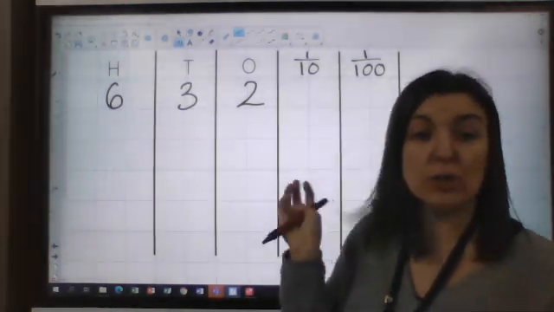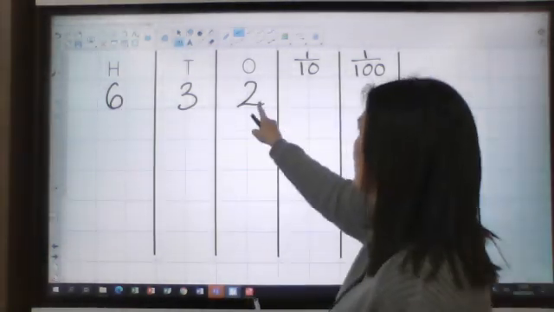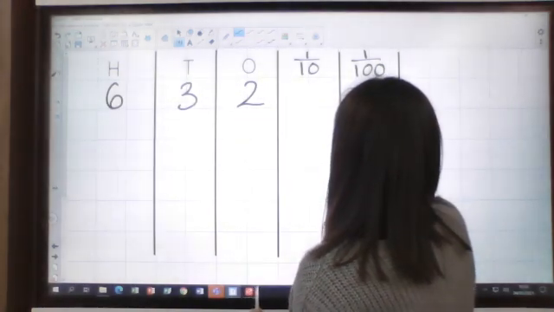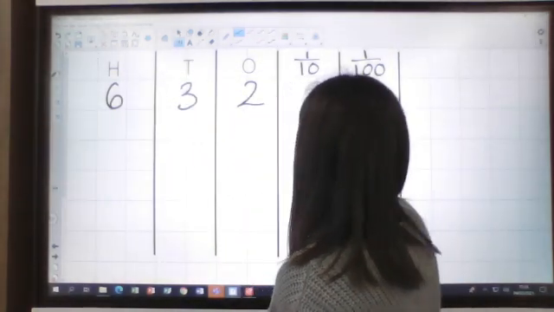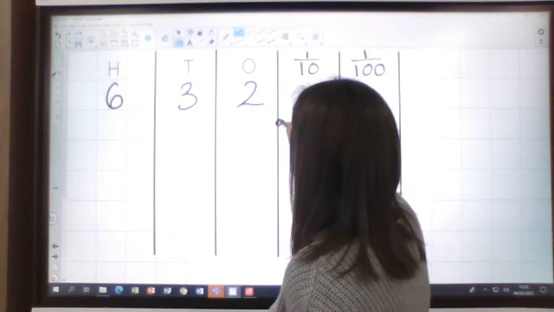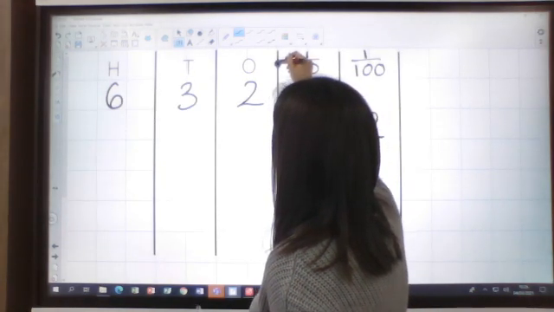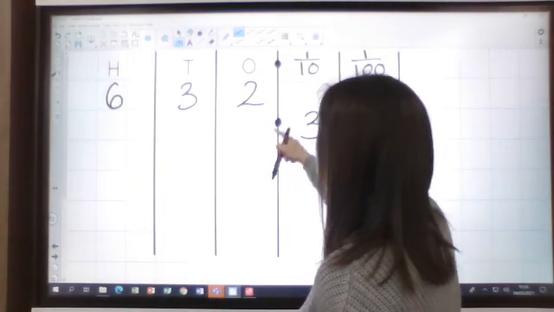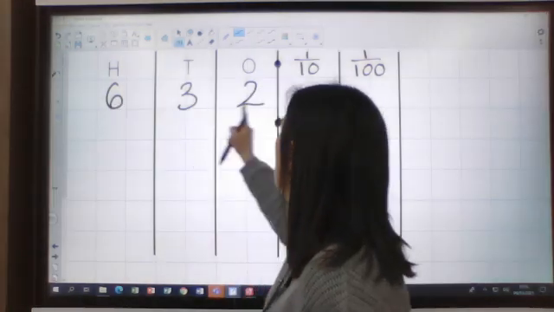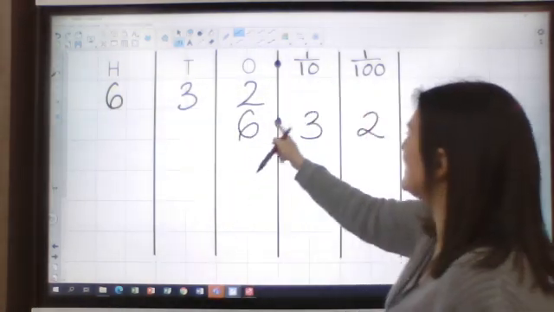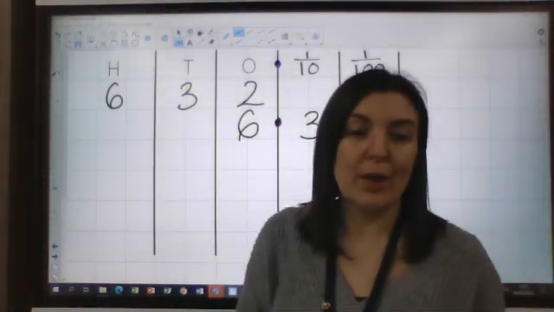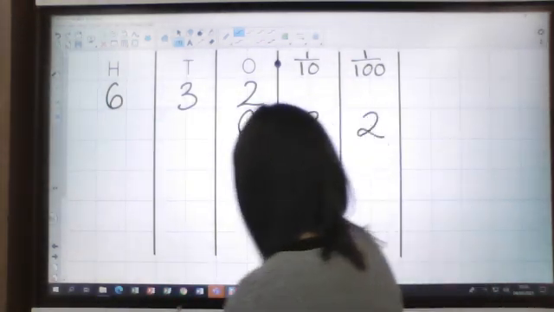The number's getting smaller because we are dividing. So the 2 will go 1, 2 places. The 3, 1, 2 places. Decimal point here. So don't forget when you are drawing your place value that there's a decimal point. And the 6, 1, 2 places. So it becomes 6.32. Okay, and then you can turn them back over.